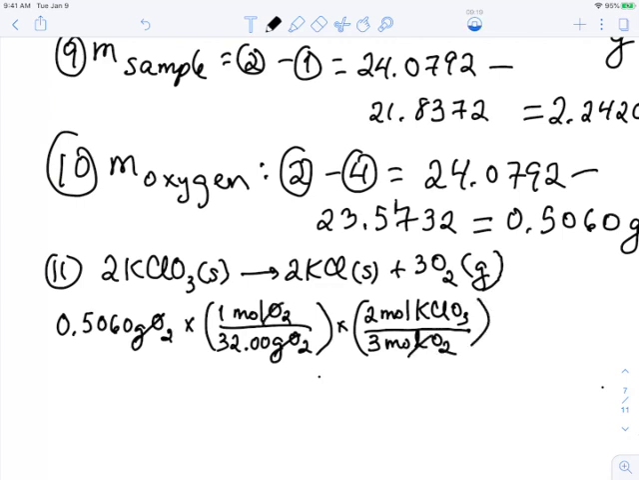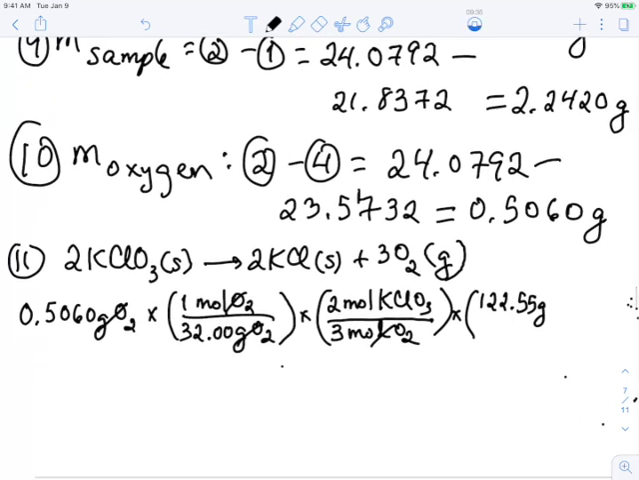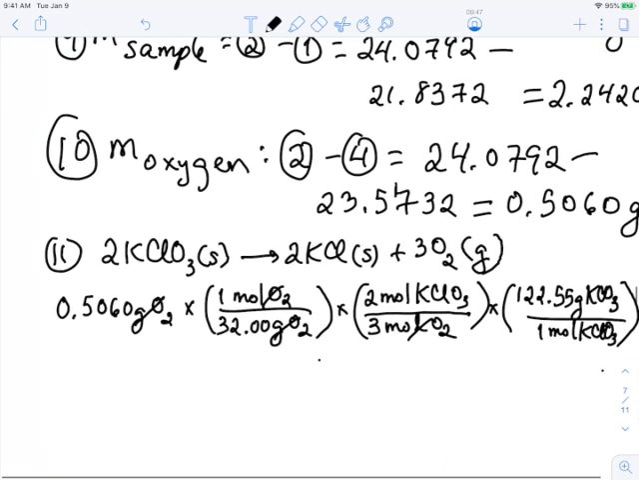We can cancel those out. And if you had time, you can calculate the molar mass of KClO3. I'm not going to show it here, but you are able to do that. It's 122.55 grams of KClO3 for every mole of KClO3. All right, so that's where we're at right now.